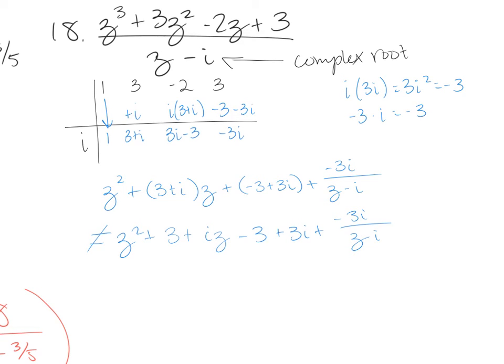So what the second line says is z squared plus 3 plus i times z minus 3 plus 3i. So it's a little different. So make sure you include those parentheses because the first one is the right answer. The second one is not.